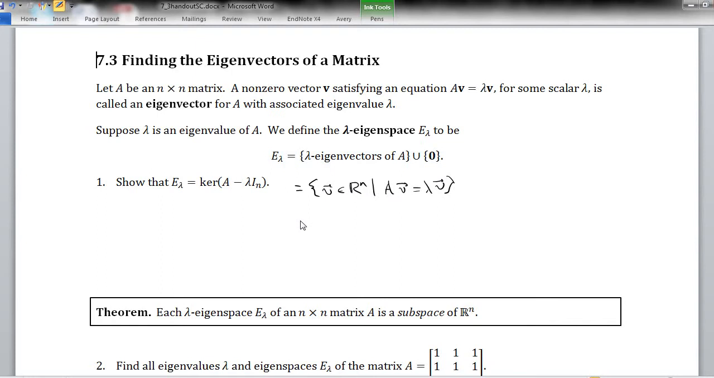And just as we did for eigenvalues, we can rewrite that equation by bringing the lambda v over to the left and putting the identity matrix in, and then factoring out the v, we get A minus lambda times the identity matrix times v equals a zero vector. And that is just all the vectors which this sort of compound matrix maps to zero, right? So that's just the kernel of A minus lambda I, okay? Which is what I was claiming up here. So that is a nice formula for the lambda eigenspace.